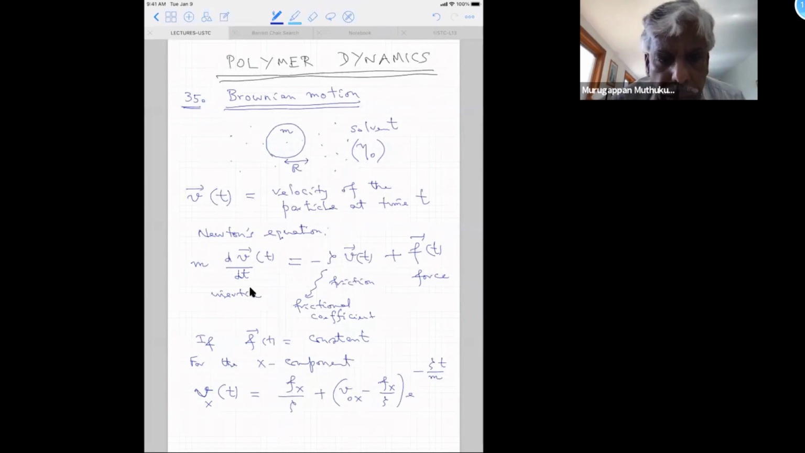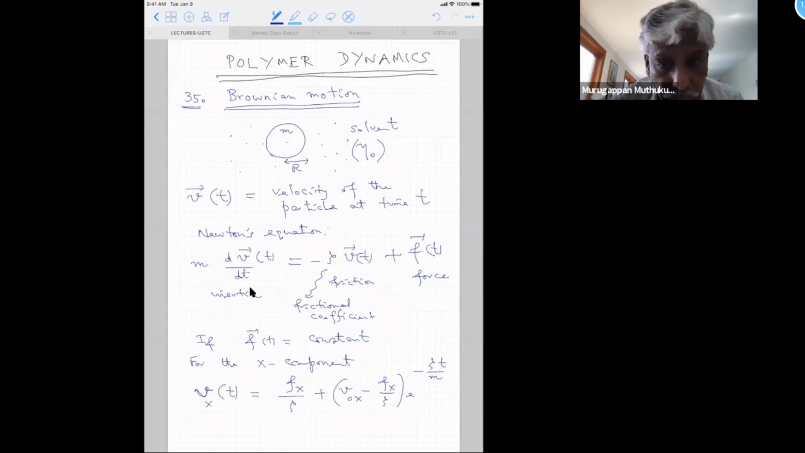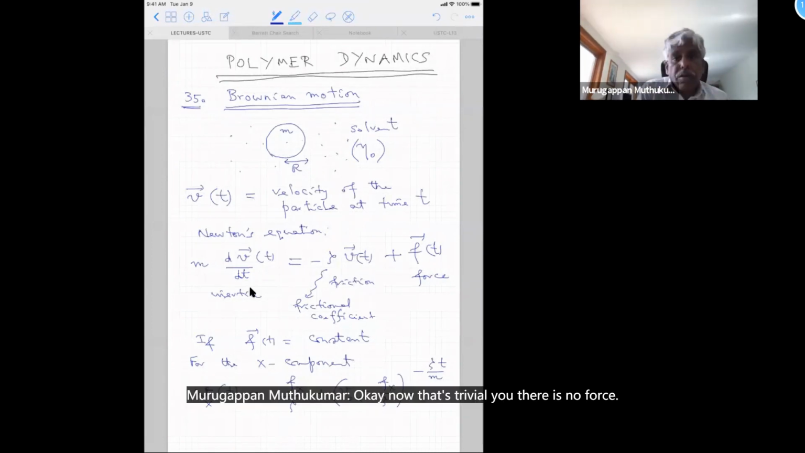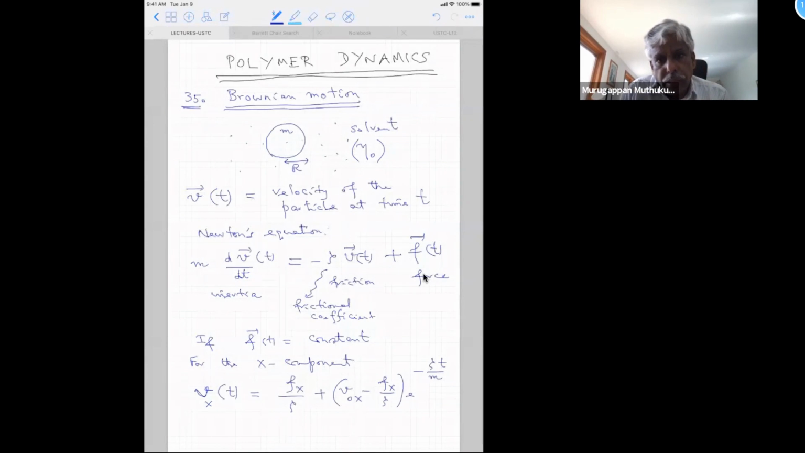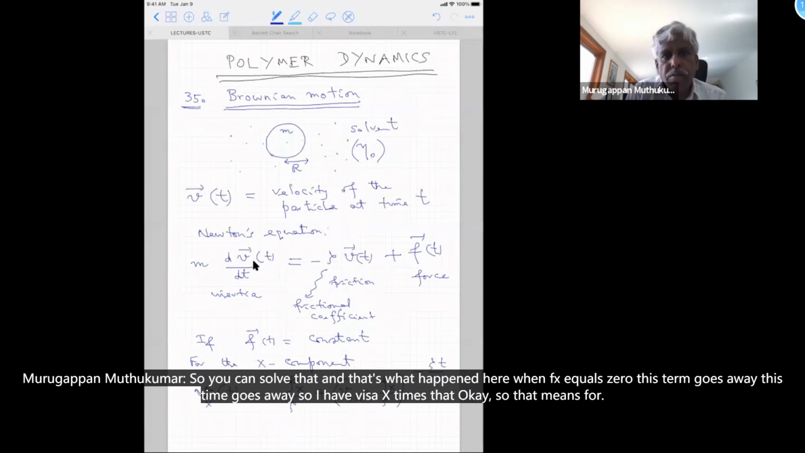Now, consider the situation where there is no force. That's trivial. If there is no force, then this is simply your first order reaction kinetics. dV by dt is proportional to V. We did this in spiral decomposition also. We had the same equation, right? So you can solve that, and that's what happens here. When fx is equal to 0, this term goes away, this term goes away. So I have v0x times that.